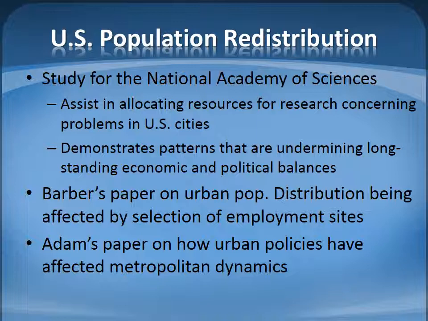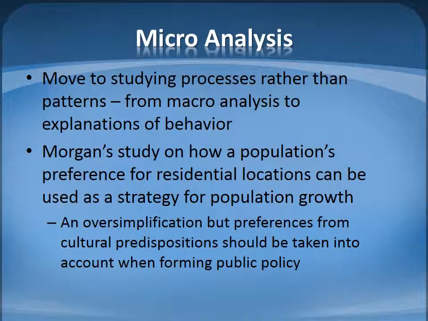Then it talked about Barber's paper on urban population distribution being affected by selection of employment sites, and Adams' paper on how urban policies have affected metropolitan dynamics. Then it spoke about how at the time of this reading, there was a move by population geographers to study processes rather than patterns, from microanalysis to macroanalysis to microanalysis.